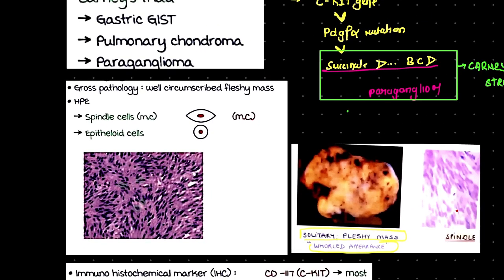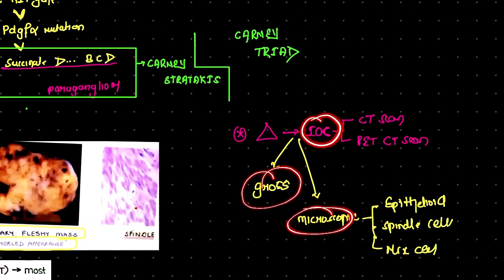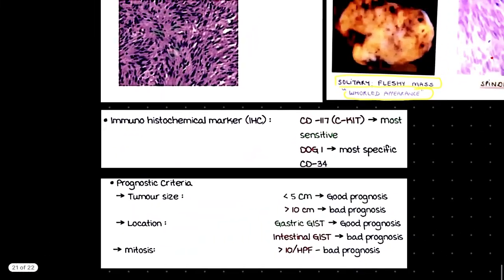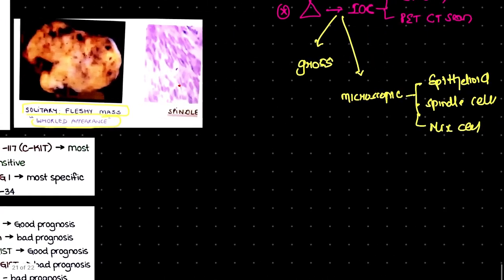Now we talked about diagnosis, and we mentioned radiological, gross, and microscopic, but there are also immunohistochemical markers. These help in finding GIST through several markers.